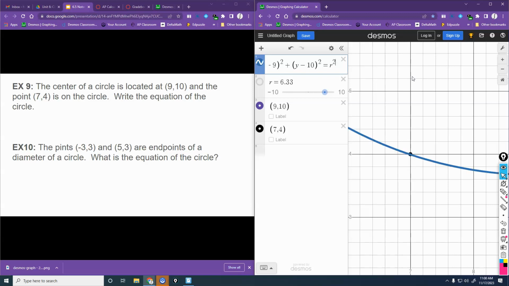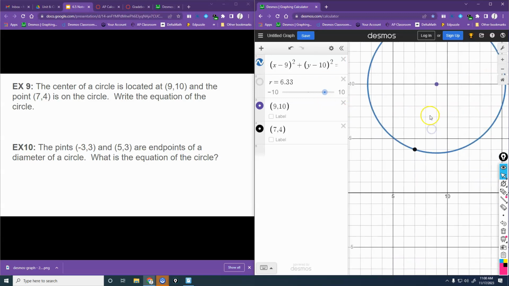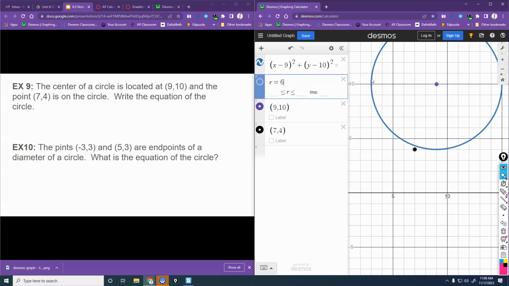Somebody told me to type it in. It's around 6. I need to go back and look at these notes again. That question is going to be multiple choice. I meant for it to be a whole number. It is not a whole number. Let me change that to 6.